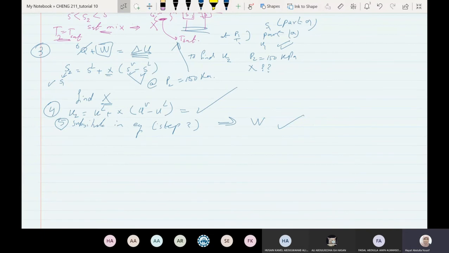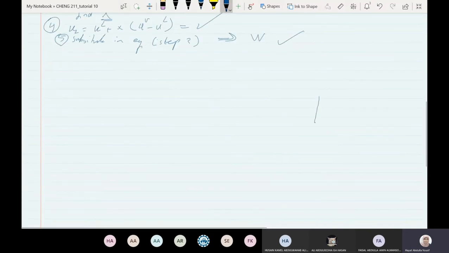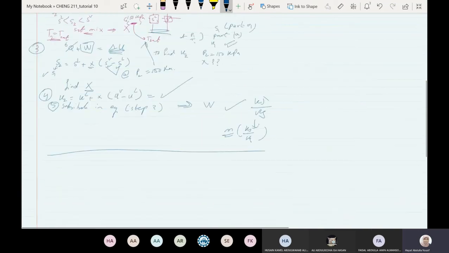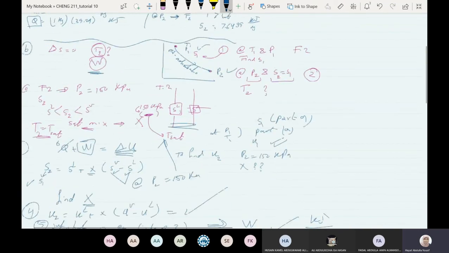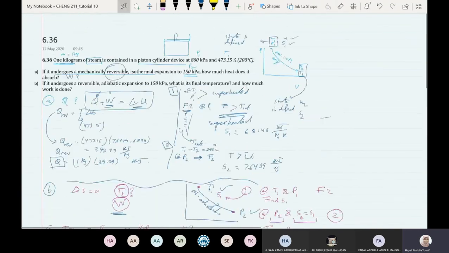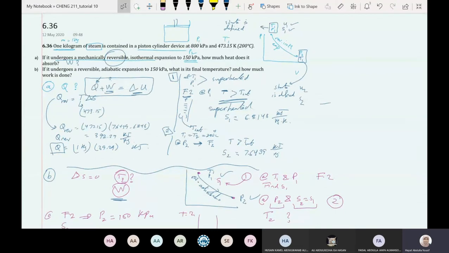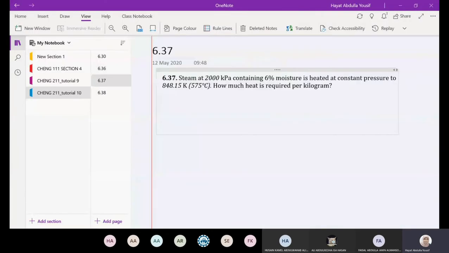Of course, based on whatever I did so far, the work is going to be only in kilojoule per kilogram. To find it in kilojoule, keep in mind that the mass was given, so you will multiply by the mass, because the mass is given in the question. So that is basically the second problem, problem 636. All right, we'll move to 637 here.